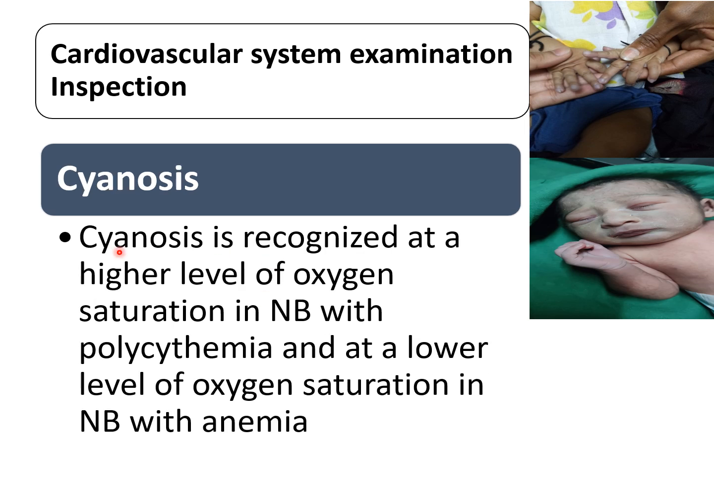Cyanosis appears at a higher level of oxygen saturation in a polycythemic newborn baby, while in the anemic baby, cyanosis will be visible only at a very low level of oxygen saturation. So whenever an anemic newborn is having cyanosis, that means a very low level of oxygen saturation.